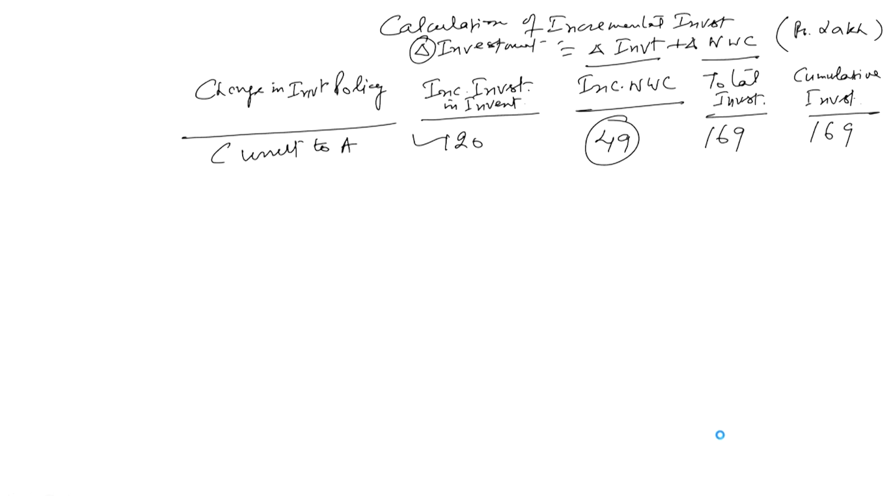So, the change in the investment, that is delta investment equals delta inventory plus delta net working capital, from current to A. Investment in the inventory will increase by 120 lakhs, investment in the net working capital will increase by 49 lakhs, and total investment will increase by 169 lakhs, and cumulative investment will also be 169 lakhs.